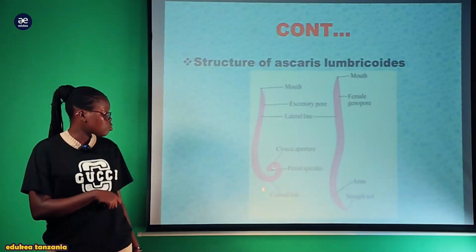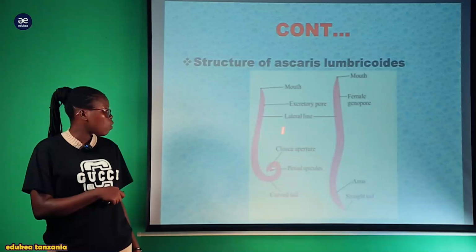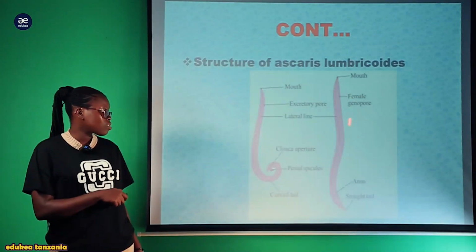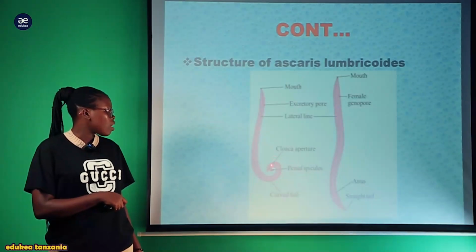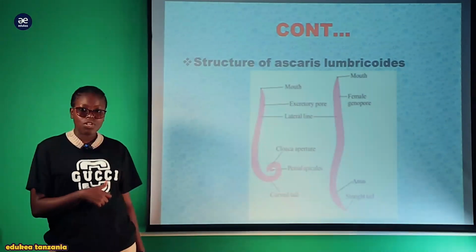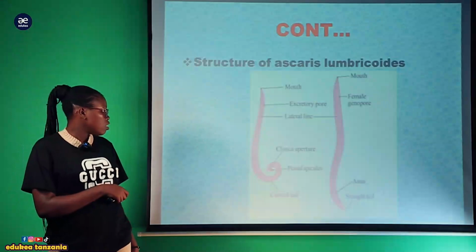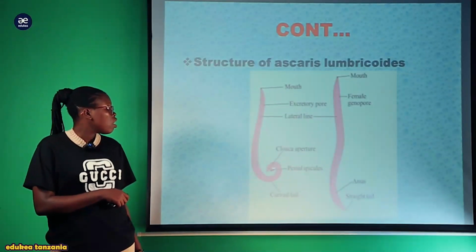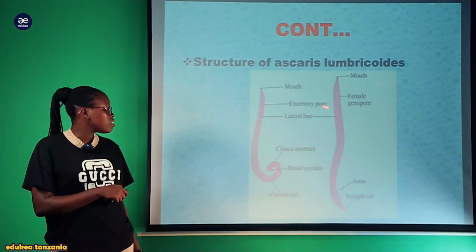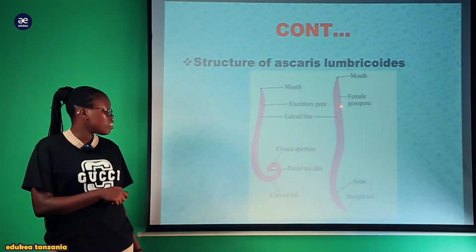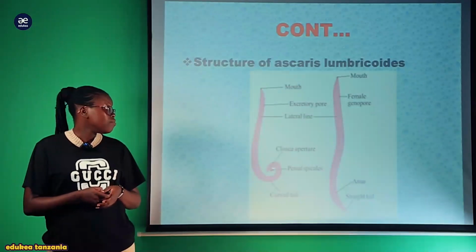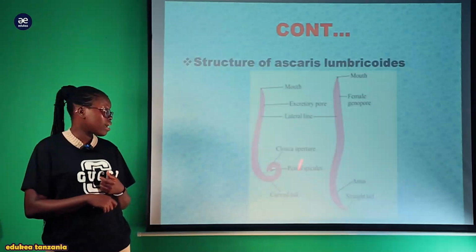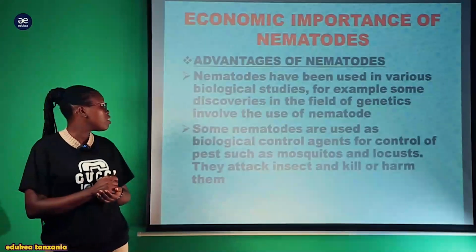Also in structure, these organisms differ in shape, where the male is smaller in size than the female. Here the cloacal aperture is the copulatory organ of the male. Also there are the penial spicules, and there is a lateral line in this organism. Also this is the excretory pore, for excretion. We can say that they perform gaseous exchange through their moist cuticle or fluid-filled body cavity.